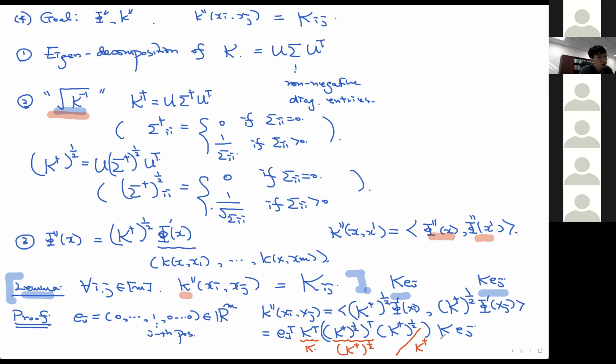So what we end up with is that we are multiplying three matrices. One is K. The second is K dagger. The third is K. But the property of K dagger is, it's not an inverse, but in certain contexts it can cancel K. And this is exactly the context where it can cancel K. So this whole thing becomes the same as e_i transpose K e_j, that is just K_ij. So that you can do the proof.